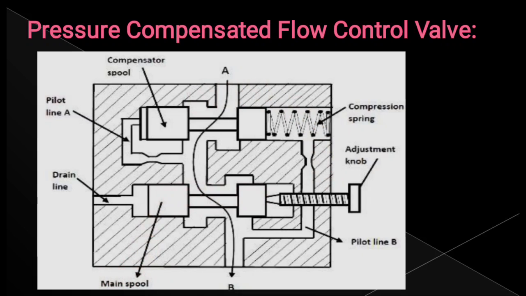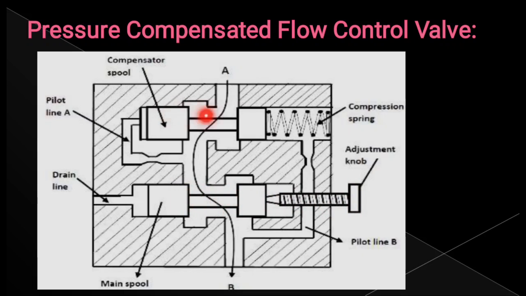This pressure compensated valve consists of two spools. Okay, these eye-shaped things which are seen in here are spool-type shapes. This is a main spool, and this is a compensator spool. This main spool is going to be connected to the adjustable knob. Okay, this adjustable knob has threads. By those threads you can adjust the opening, the position of this main spool.